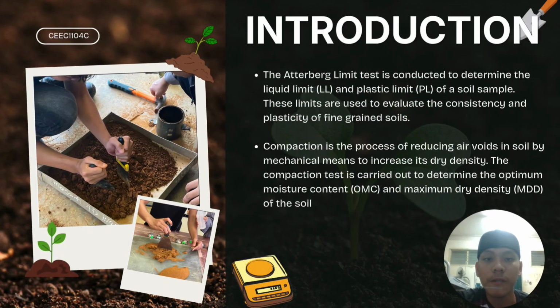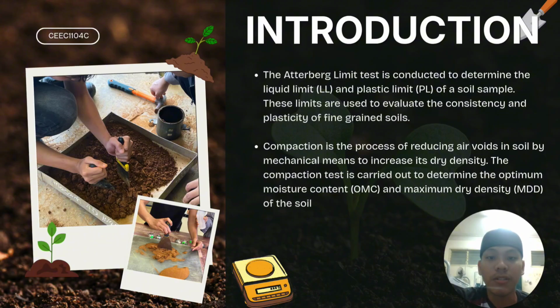Introduction for the Atterberg limit. The Atterberg limit test is conducted to determine the liquid limit and plastic limit of the soil sample. These limits are used to evaluate the consistency and plasticity of fine grained soil.